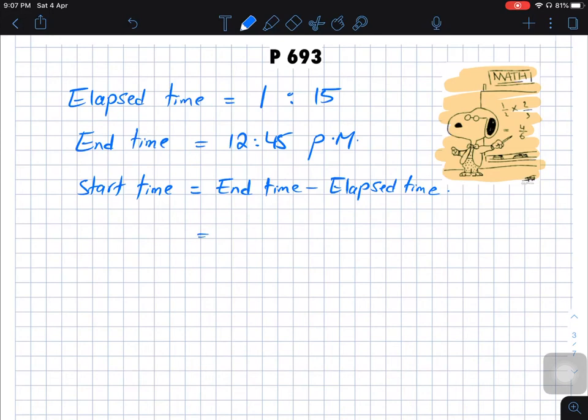The end time is 12:45 p.m. minus elapsed time, which is 1:15. It is so much easier to subtract. Start with minutes. So it will be 30. Then 12 minus 1 is 11. So 11:30. 11:30 what? It's 11:30 a.m.